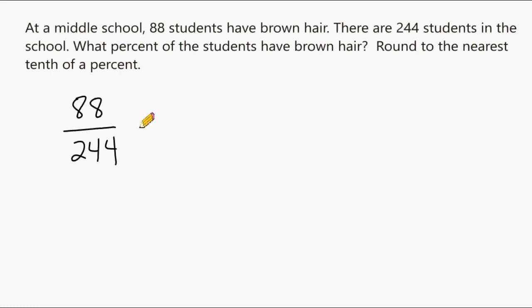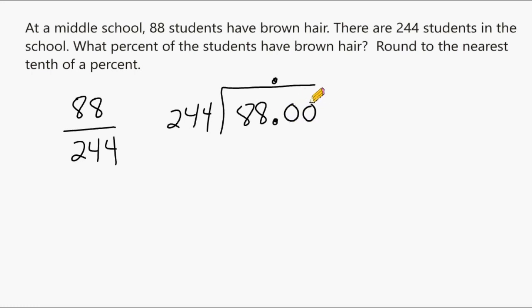Whenever you know the part and the total, to change this into a percentage, what you can do is take the numerator and divide it by its denominator. So we're going to take 88 and divide that by 244. And with this numerator of 88, I'm going to go ahead and write a decimal after it and bring it up. And I'm going to automatically stick 2 zeros after that decimal because I know that a percent is out of 100. So I'm going to put 2 zeros to the hundredths place.